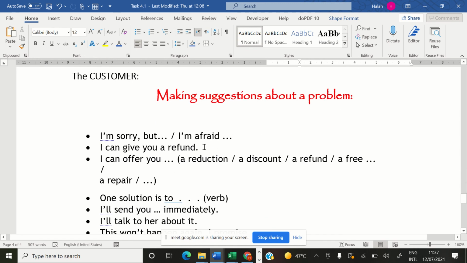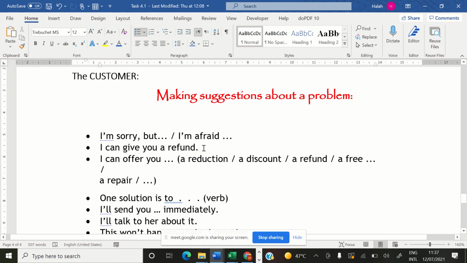I can give you a refund, for example, for the service he already paid for, like the internet issues, the one that is not working and expensive. Or I can offer you a reduction, a discount, a refund, a freebie, a repair. So what is basically the problem? You can use one of these phrases, they would help.